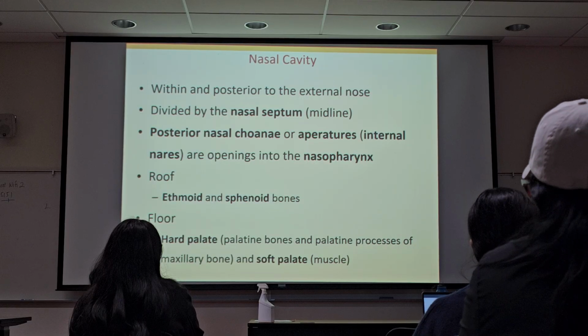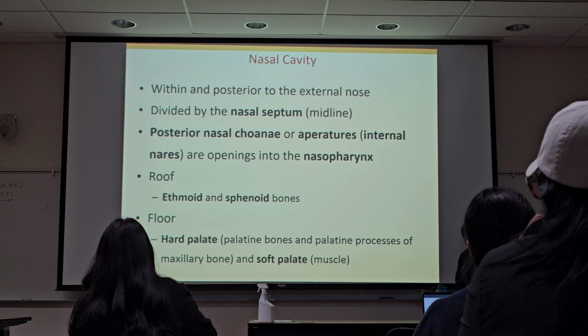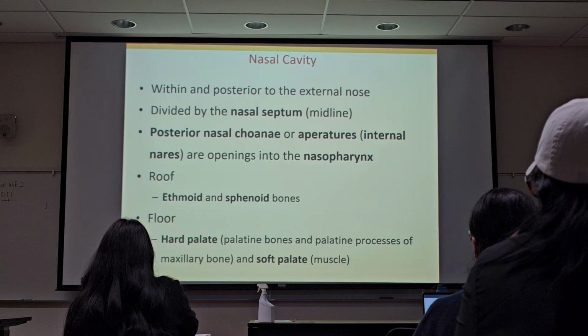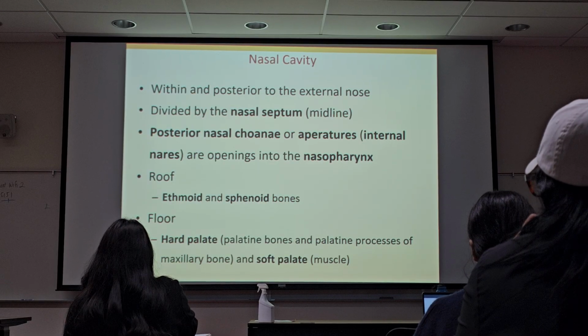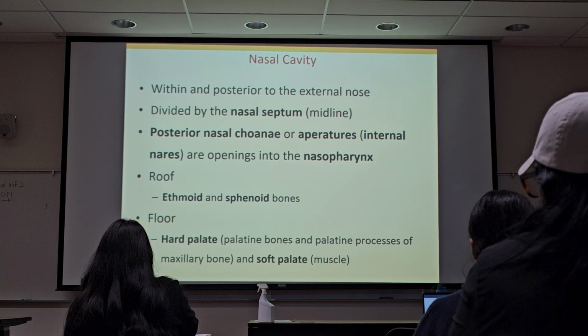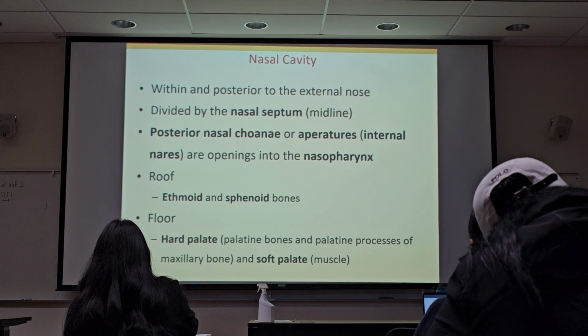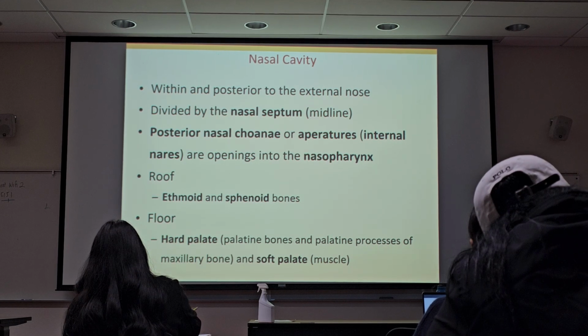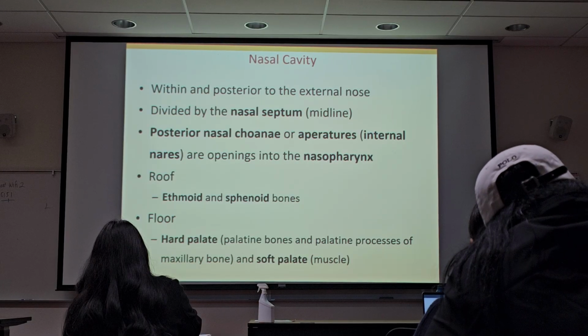The nasal cavity has a roof and a floor. The roof is made by the ethmoid bone. The floor is made by the hard palate. So in between those is our nasal cavity.